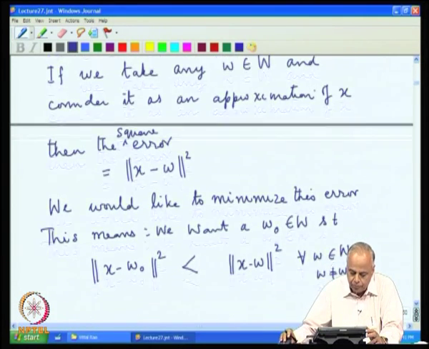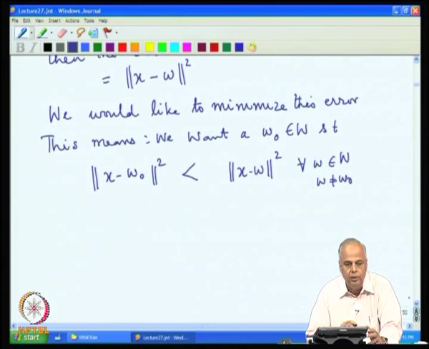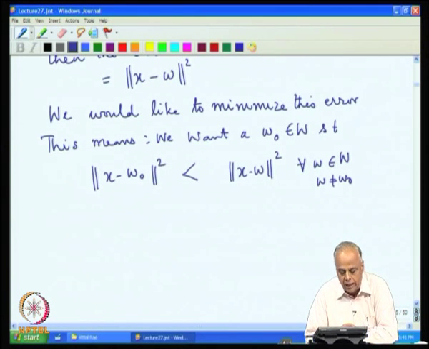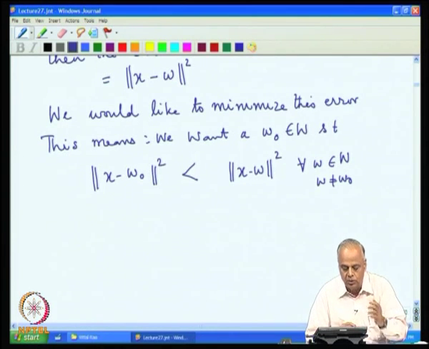This means, if you take the vector W naught and calculate the error, it is going to be smaller than by taking any other vector as the approximant for x, and hence W naught becomes the best approximation with the mean square, with the square of the error being least. So, that is called the least square approximation.